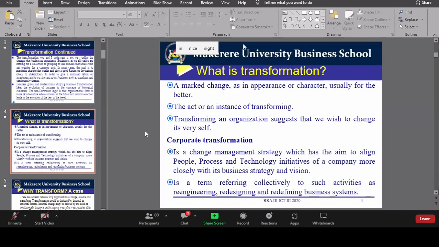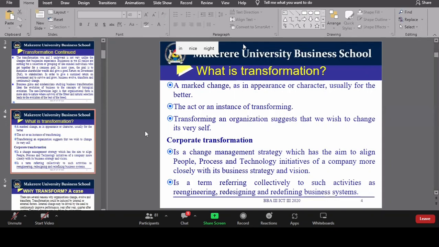So I think if it's to do with transformation, maybe the organization has to change everything, the way they do things, the technology, the people, so that they can achieve the set goals and objectives. Thank you, Rachel. Someone else? We are talking about aligning people, processes, and technology. What do we mean by that statement?